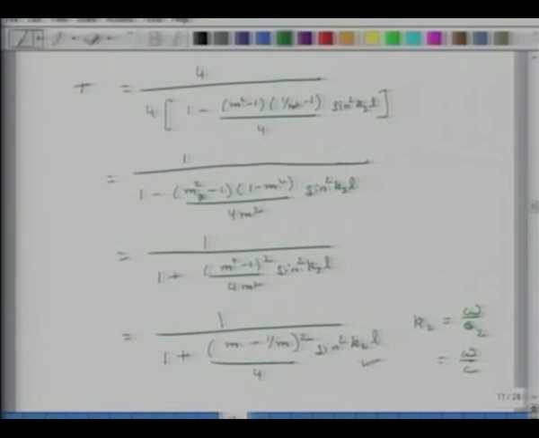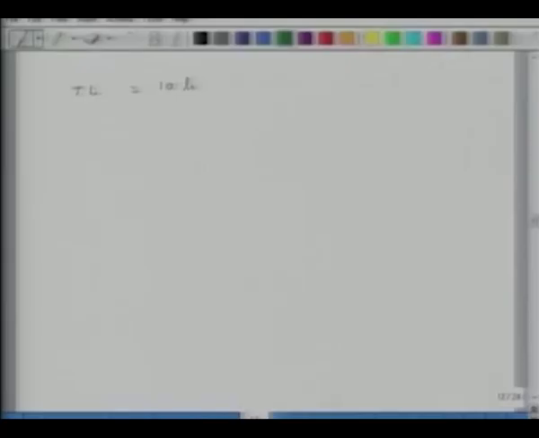So if I use this particular relation and then find transmission loss in decibels, then my relation for transmission loss is 10 log to the base 10 of 1 plus ((m minus 1 over m) whole square divided by 4) times sine square k2 L.